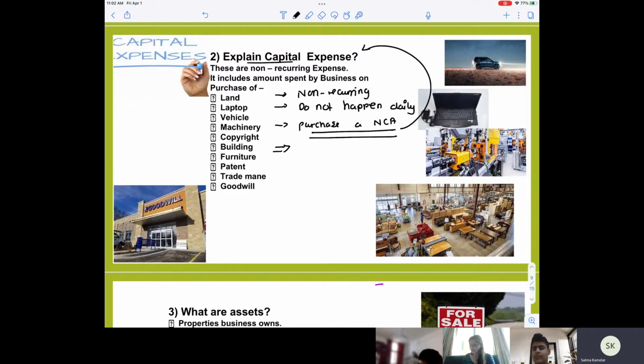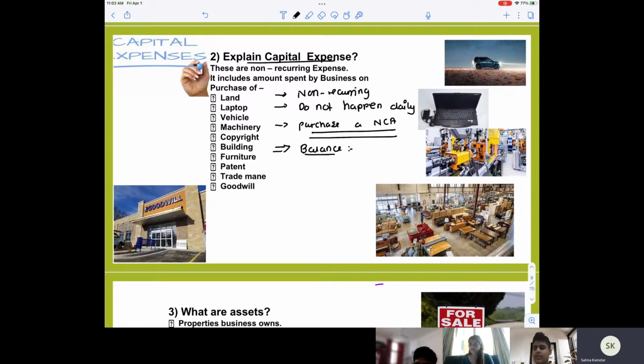So what is capital expenditure? Tell me. They are non-recurring expenses and do not happen daily. It is mostly related to the purchase of a non-current asset. What is the balance of capital expenditure? Debit or credit? Also debit.